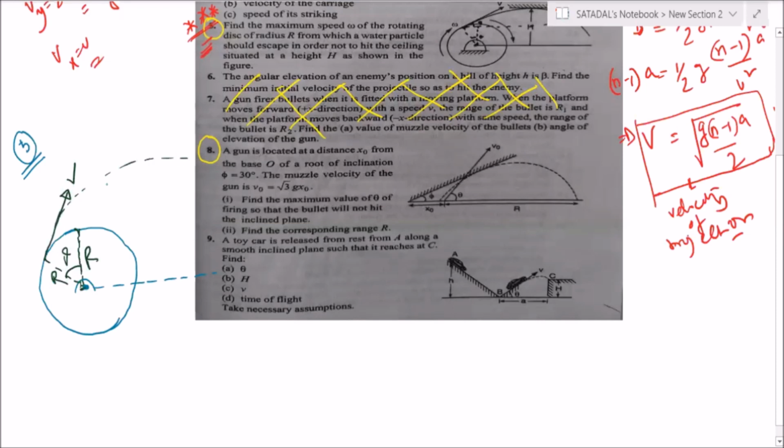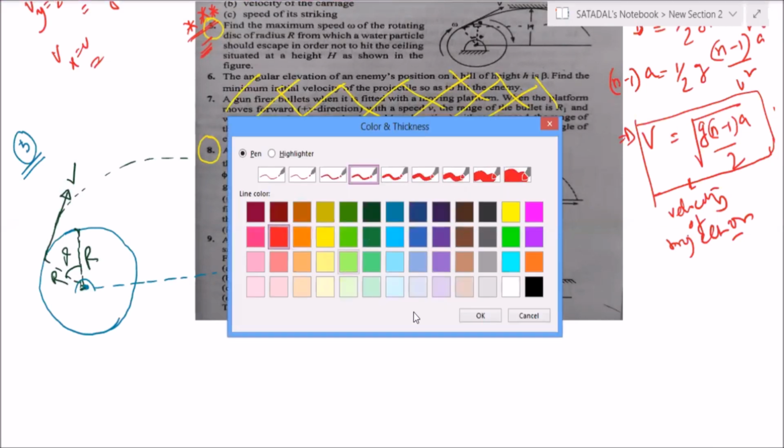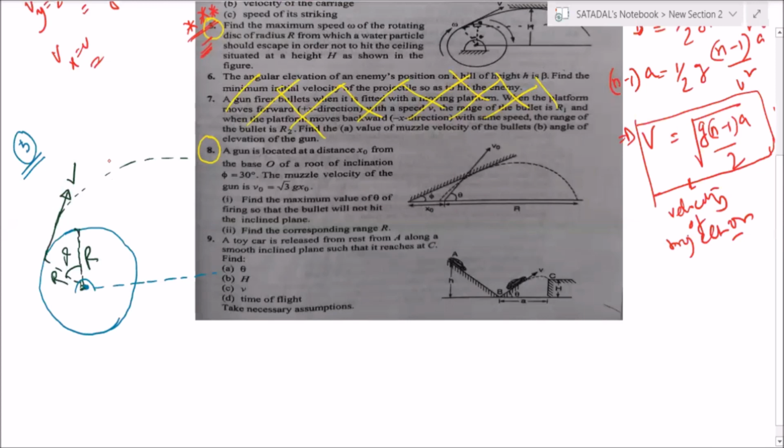Here you have a vertical wall. At this location you have a vertical wall like this. If I consider this total distance, they have given this total distance as capital H. Try to understand, this is capital H. Okay, so if this is capital H, then you do one thing.